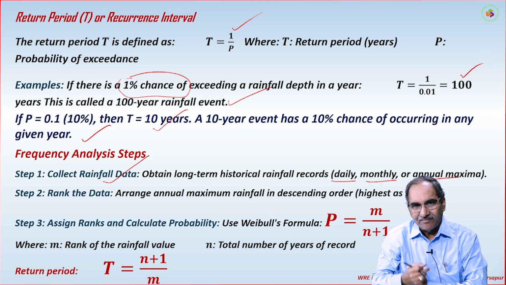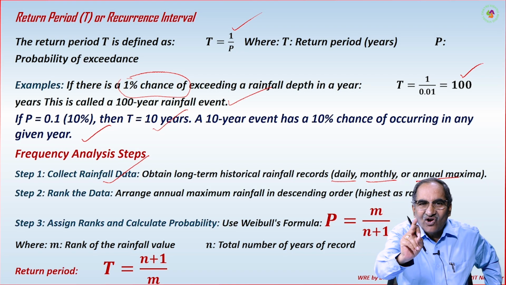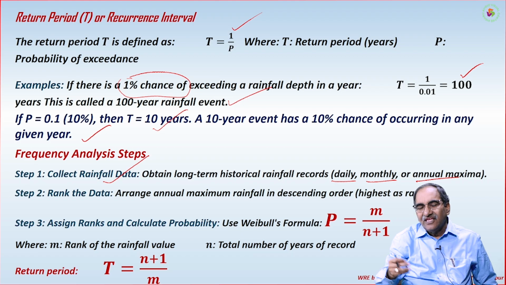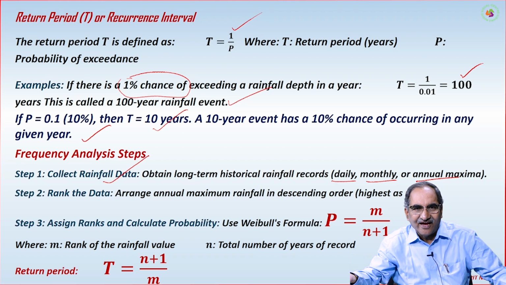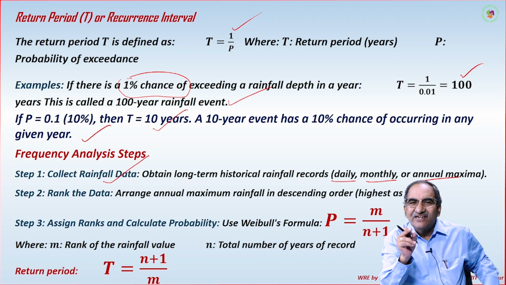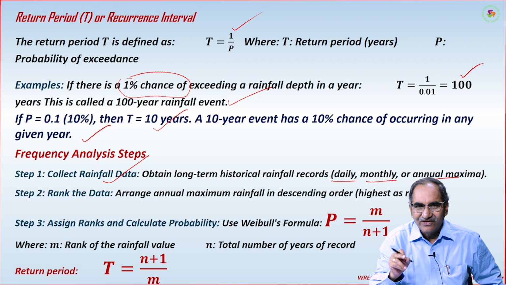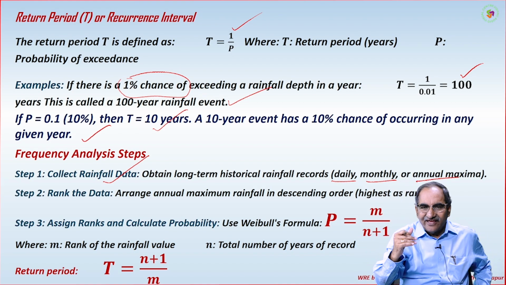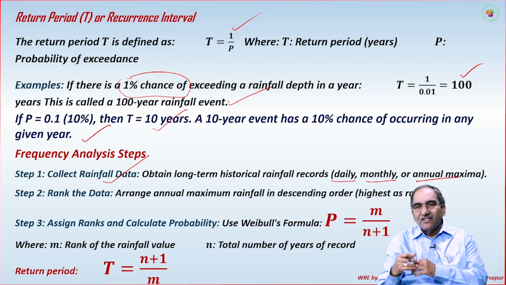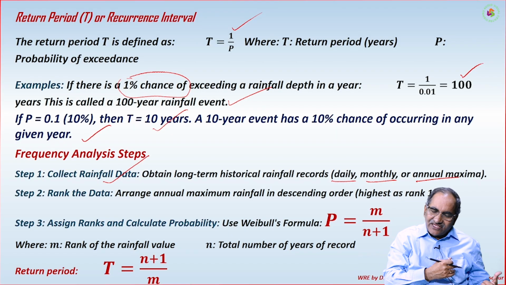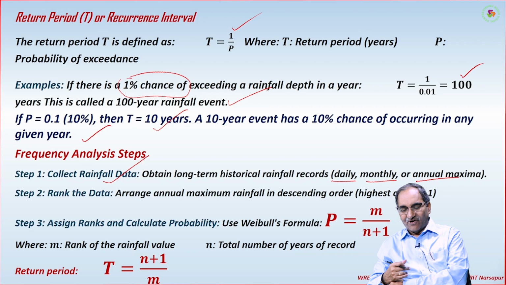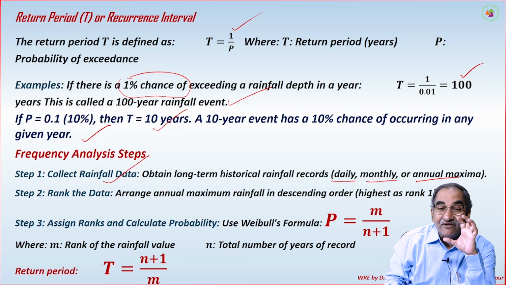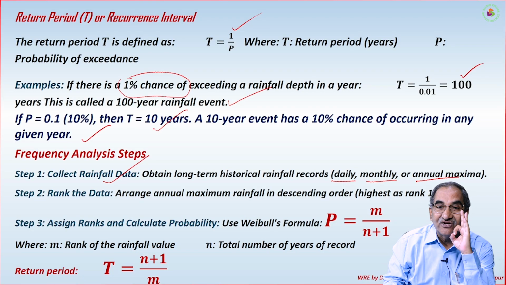Now I rank them. The highest one is called rank equal to 1. Like that I rank. If I have taken 25 years of data, naturally the bottom one is rank 25. The lowest one is 25, the highest one is 1. Then I use Weibull's formula or Hazen's formula or California formula to calculate the return period. So this is the way of calculating the return period.